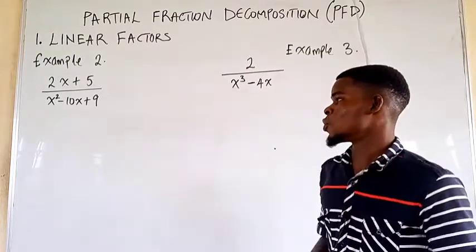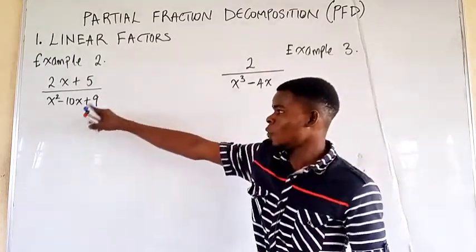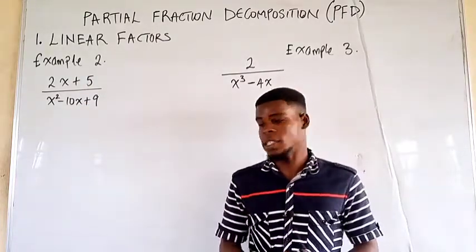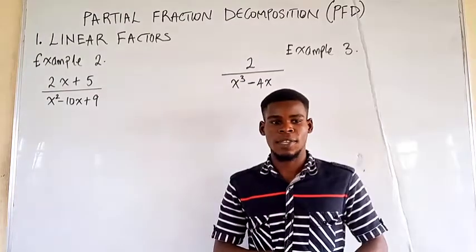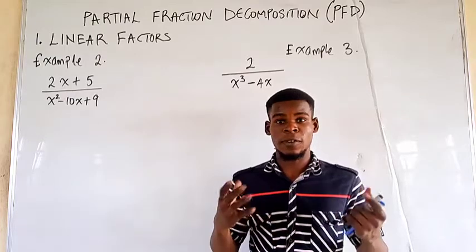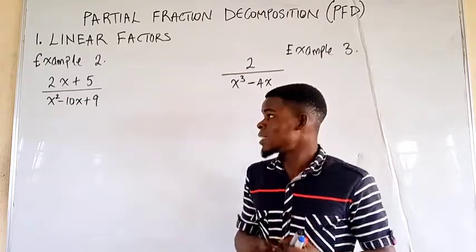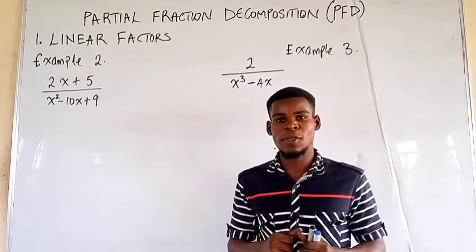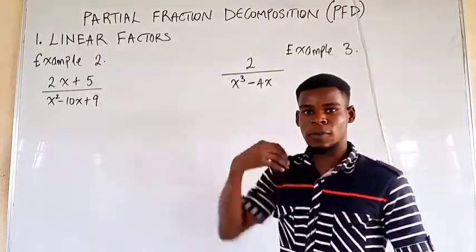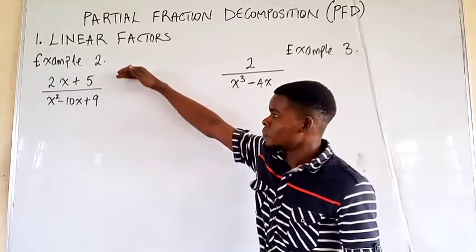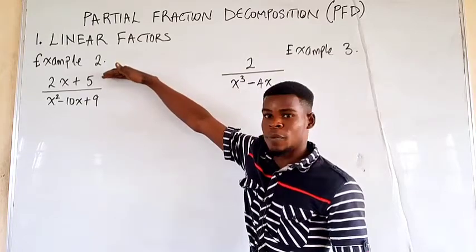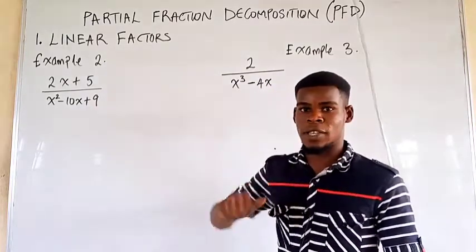Okay, so for example 2, we have (2x + 5) over (x squared minus 10x plus 9). The first thing I would like to ask you is, is this fraction a proper fraction? What I told you in the other videos, especially the introduction to partial fractions, is that given that the numerator and denominator are polynomial functions, for a fraction to be proper, the degree of the numerator should be less than the degree of the denominator.